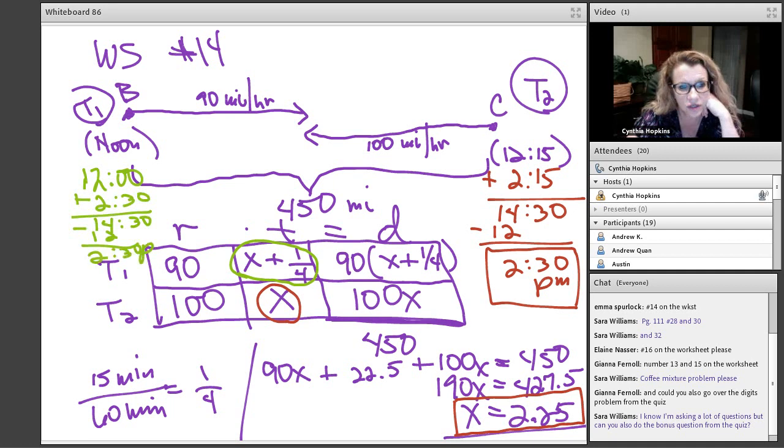So it just depends if you want to add the total time that they spent to the train 1 departure time or to the train 2 departure time. It was actually easier to do train 2 because then you didn't have to go back and add 15 minutes to the X time. Okay, I hope that made sense to you. All right, let's see. That was 14 on the worksheet for Emma.